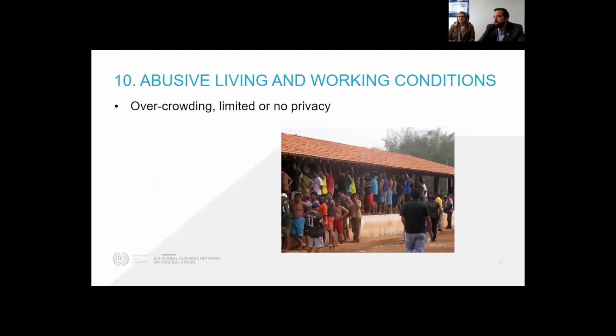Also overcrowding, limited or no privacy, sorry. We do see many living or lodging conditions of extreme overcrowding, 20, 15 people sleeping in the same room, in the same space, and also gender mix, or children together with adults. So there are all sorts of problems with this, including drug abuse, alcohol abuse, and sexual violence.